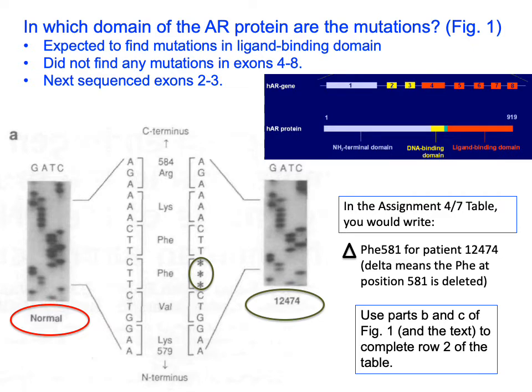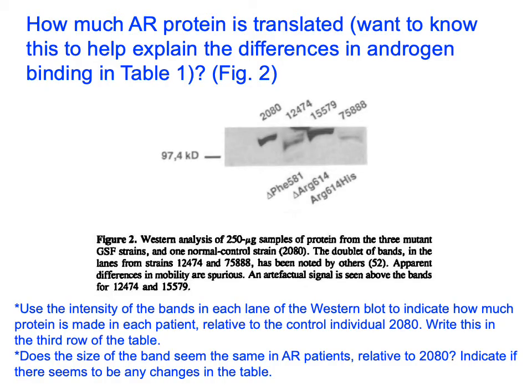Okay, so this was a surprise. They found mutations were actually in the DNA binding domain, so now they need to understand a little bit more about what is going on with these different mutations and how they are causing problems. So they wanted to know how much AR protein is translated. They thought this might help explain the differences in androgen binding they saw in table 1.